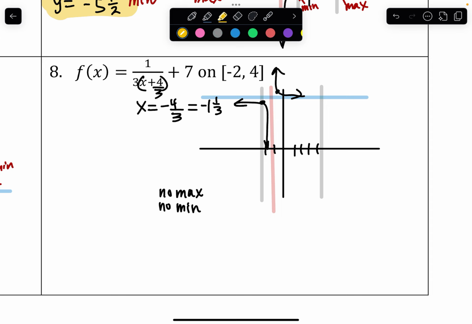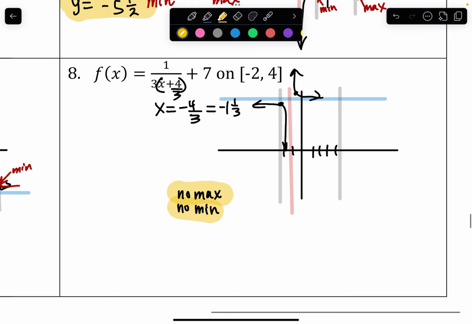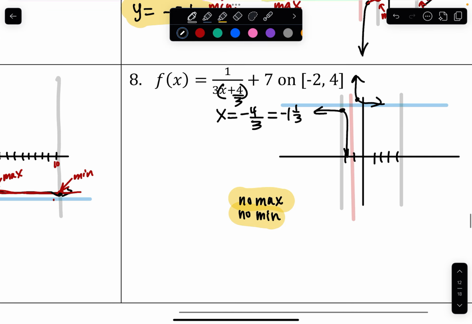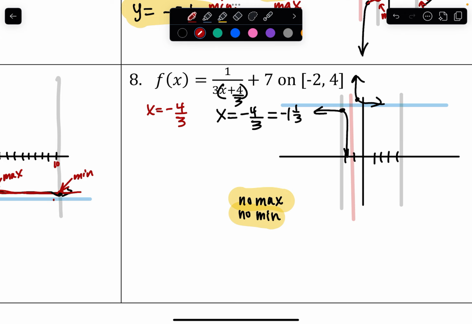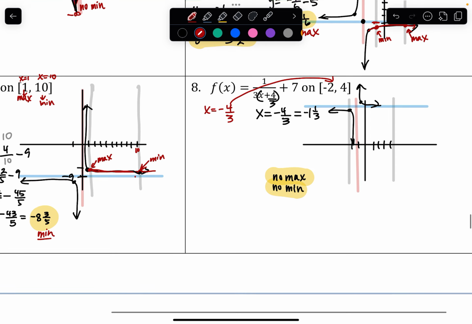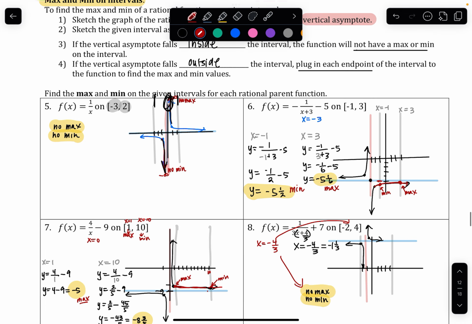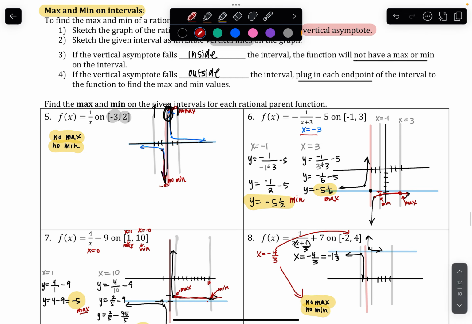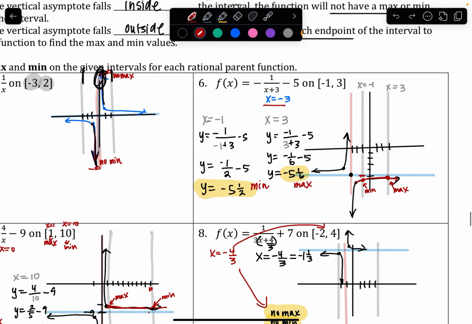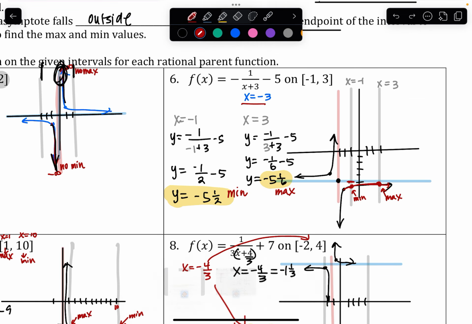Okay, and so if you are solving this problem, I would honestly just figure out where the vertical asymptote is and see if it falls in this interval. It does, and then you don't have to waste any time sketching it. You can go ahead and jump to no max and no min. If it is not in the interval, like here I found it to be x equals -3, and that does not fall between -1 and 3, that's when I would sketch it out and see what my max and min would be.